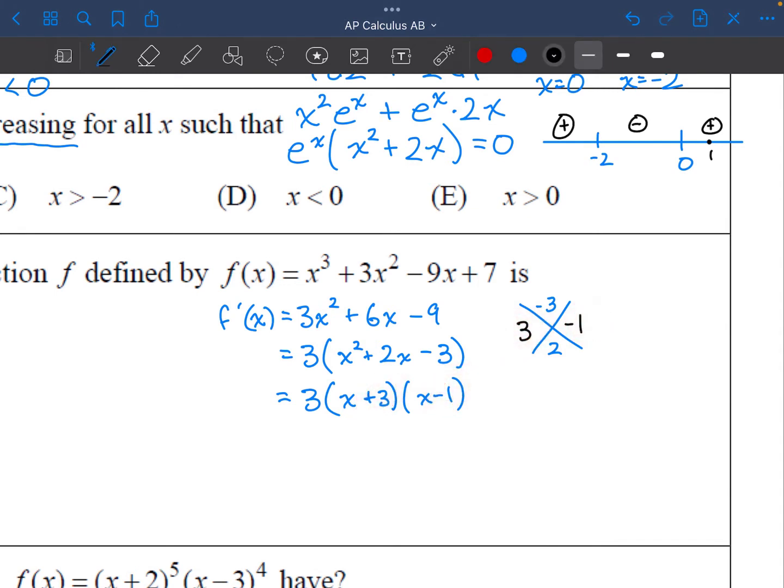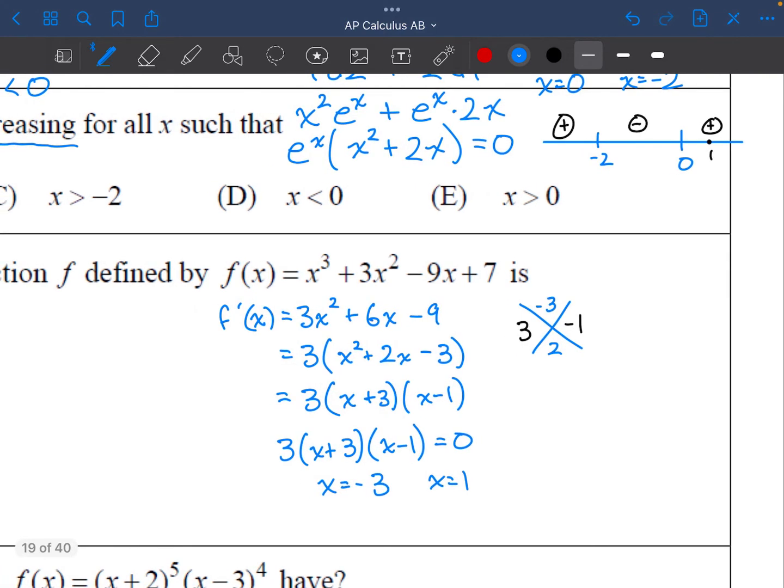All right, I have this nice and factored. Now I can set that equal to 0. So if I set that equal to 0, I want to go back to my blue though. So I'll say 3 times x plus 3 times x minus 1. We're going to set that equal to 0 and solve. So if I divide both sides by 3, it's as if that 3 never existed. And then our answers are going to be x is equal to negative 3 and x is equal to 1.